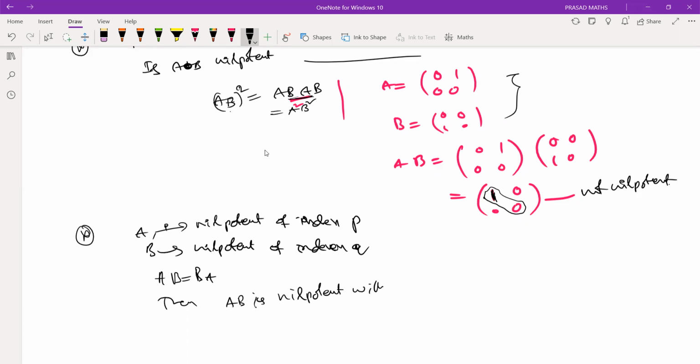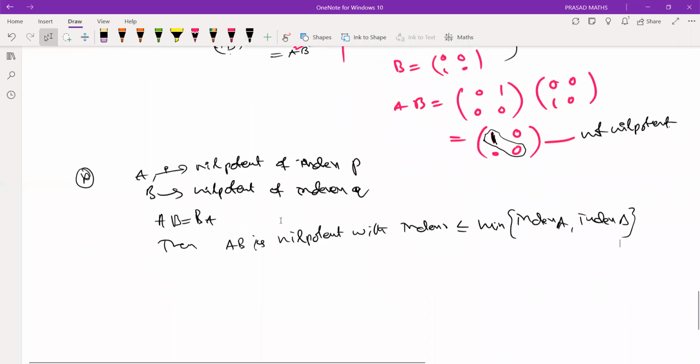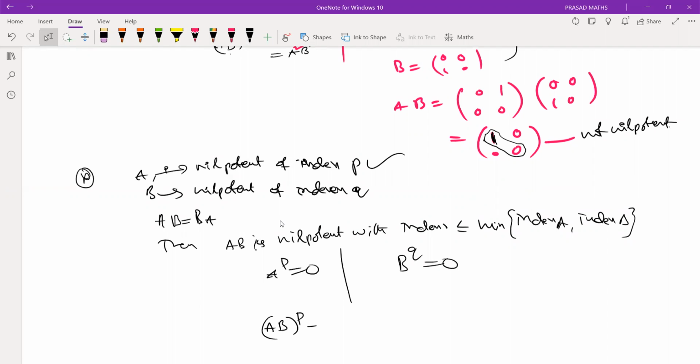nilpotent with index less than or equal to the minimum of index of A, index of B. Right? Why? It looks like the order of an element in group theory. A is a nilpotent matrix, therefore A power P is 0, index P. B is also a nilpotent matrix, B power Q is 0. But once you compute (AB) whole power P, since A into B is commutative, it can be written as A power P into B power P.